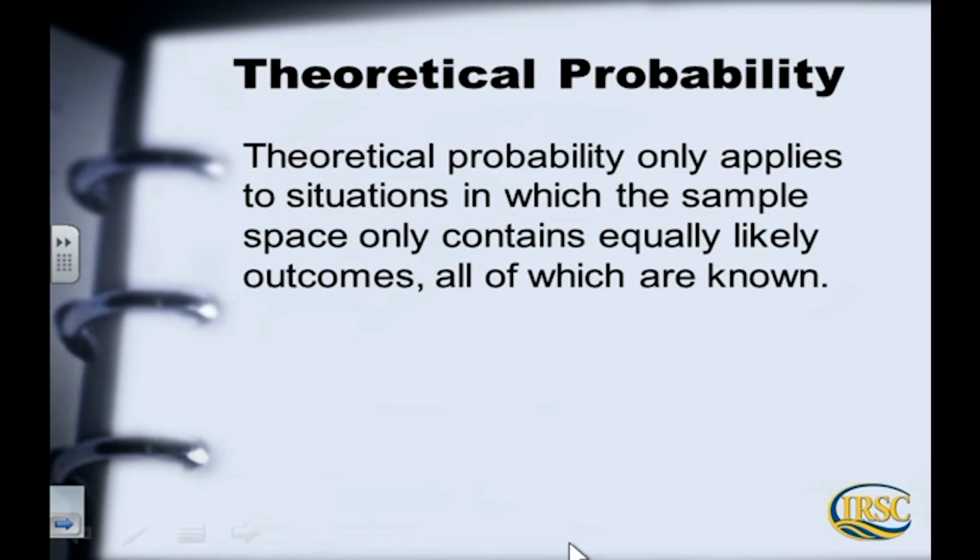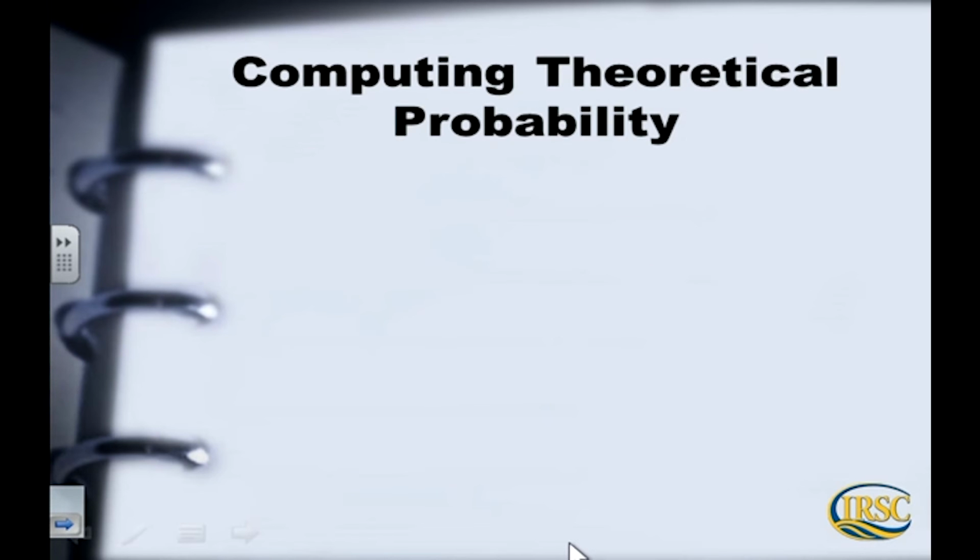Okay, theoretical probability only applies to situations in which the sample space only contains equally likely outcomes, all of which are known. So theoretical means that we're doing this in theory. We're figuring out what should happen based on the information that we have. It's only going to be used for situations where everything has an equal chance of happening. In other words, we're forming a theory based on the information that we have.